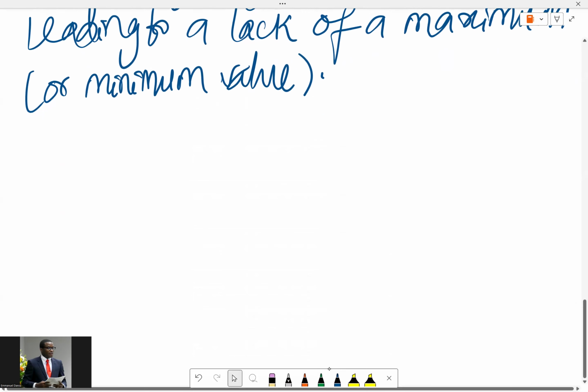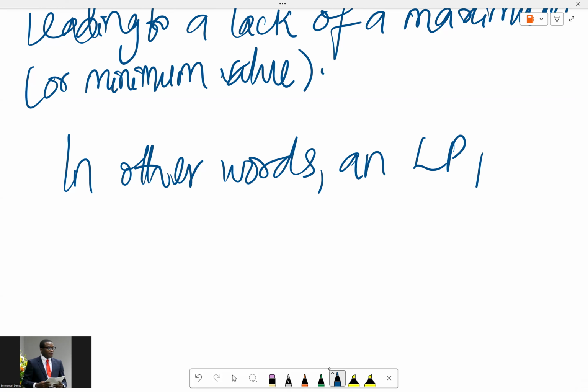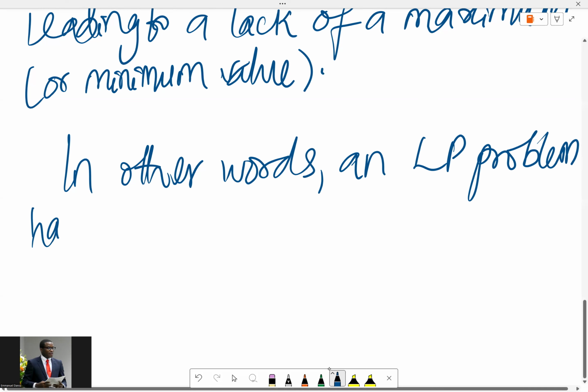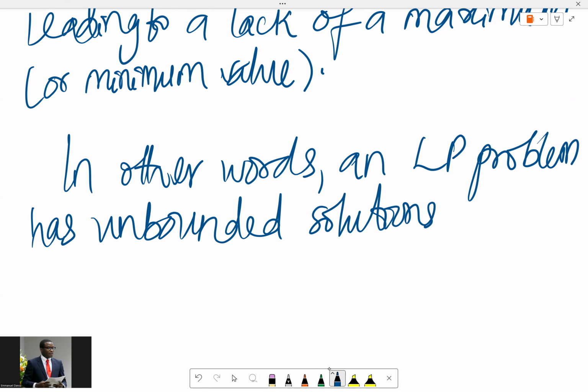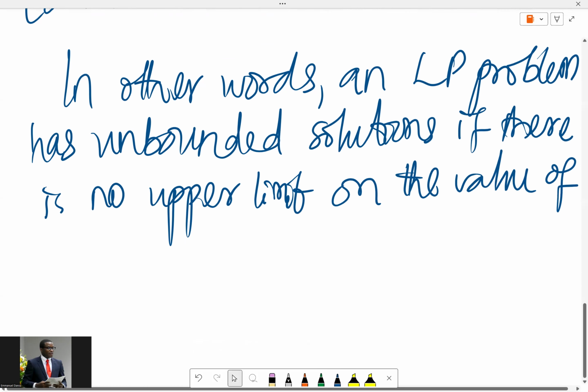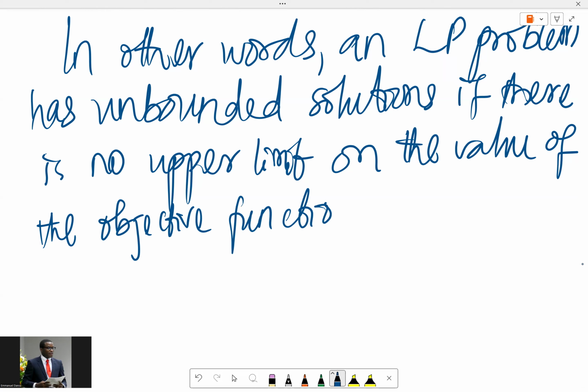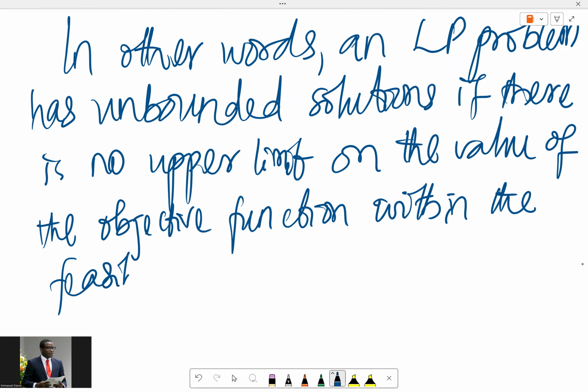Okay. So in other words, an LP problem has unbounded solutions if there is no upper limit on the value of the objective function within the feasible region. Okay, so that's how it goes.